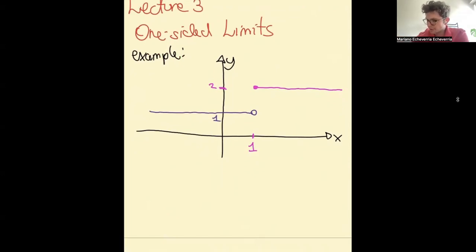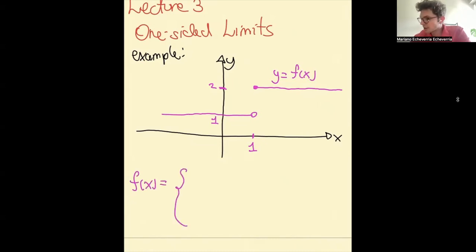Okay, so what's happening here? I should probably have used the same color. I'll change the color. This is representing a function y equals f of x. Maybe you have seen this in the past, but this is one of these functions that is not given by a single formula. It is given in two pieces. So f of x takes the value one every time x is less than one. So you would write one if x is less than one. And it takes the value two whenever x is greater than or equal to one.